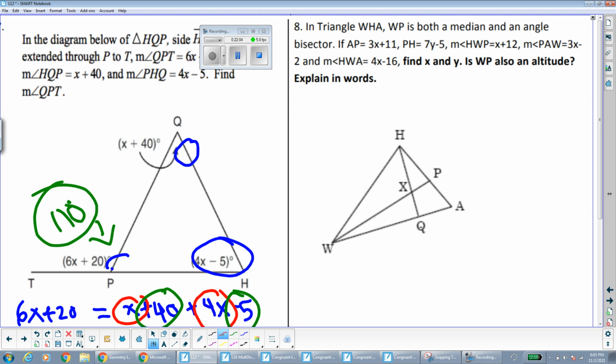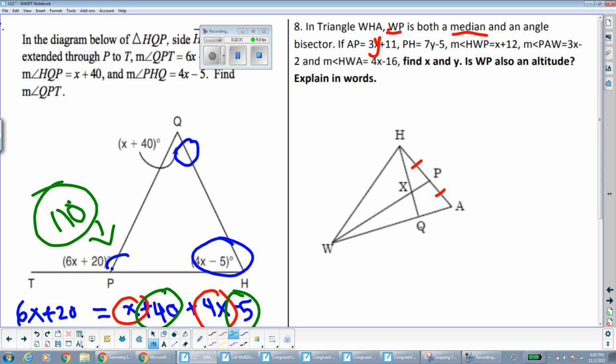So let's take a look here. So let me first make the correction. The correction is that this, in AP, this was supposed to be a y instead of an x, and that's the only correction. So in triangle WHA, WP is both a median and an angle bisector. So I'm going to stop right here. A median connects vertex to midpoint. So P is the midpoint of this side of the triangle, which means it's being split into 2 equal parts.